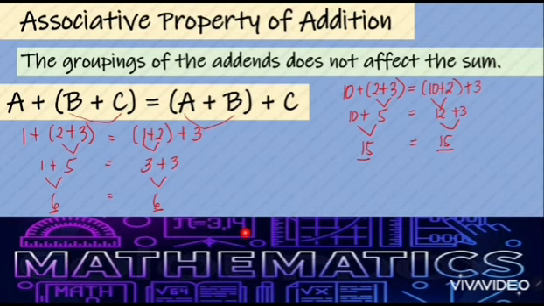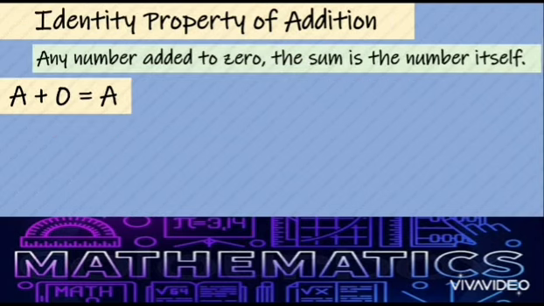So, tatandaan, kapag associative property of addition, kahit magpalit sila ng kagrupo, hindi pa rin yun makaka-apekto sa sum. They will still have the same sum. Next property is the identity property of addition. Any number added to 0, the sum is the number itself. So, A plus 0 is equal to A. So, tatandaan, kahit sino daw na number na i-add natin kay 0, ang sagot ay yung number pa rin.